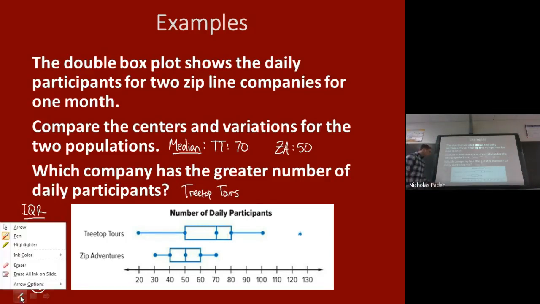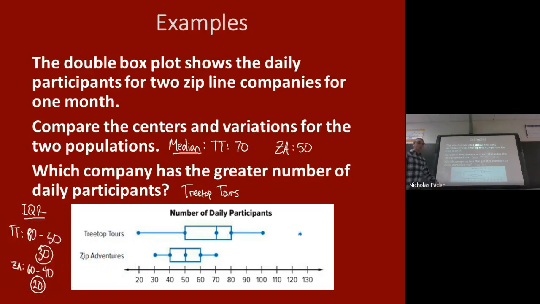Okay, before we move on from that, I do want to show you one more thing. If you look at this double box plot, what's something you notice that we haven't talked about yet? Do you see this star right here? That star is away from everything else, but it's still on that double box plot. That star would be an outlier. So if you want to label that, sometimes you're going to see those stars.